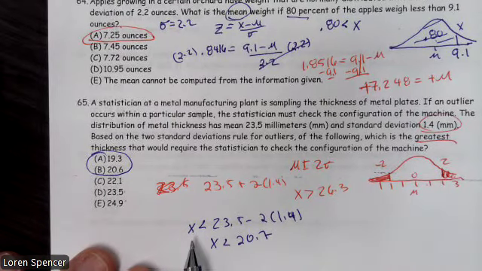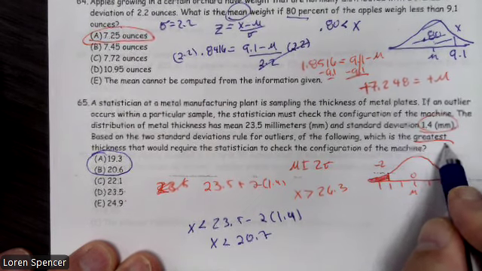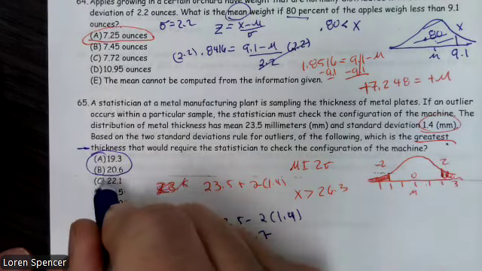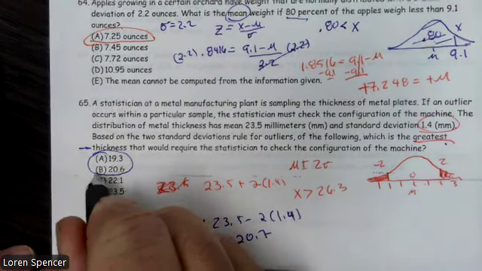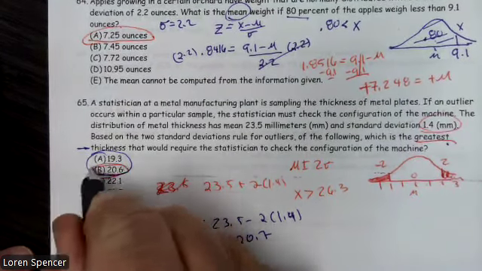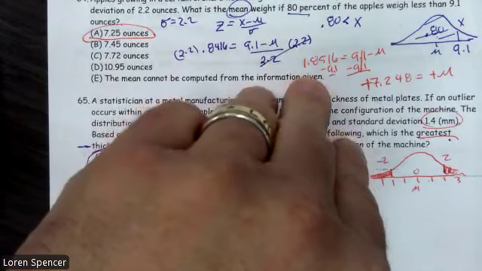Both of those are less than 20.7, but they gave us something else. Which one has the biggest thickness? Oh, B. B is thicker than A. So both of them are outliers, but the one with the greatest thickness is B. So my answer choice for number 65 is B.